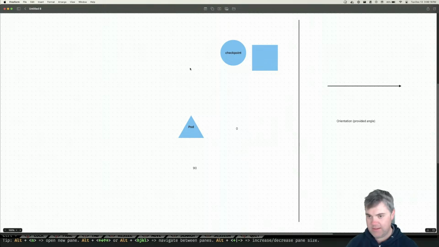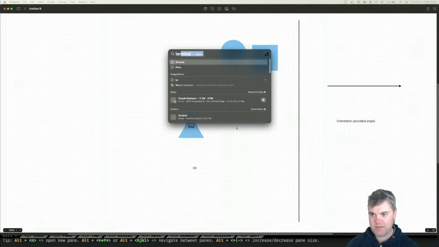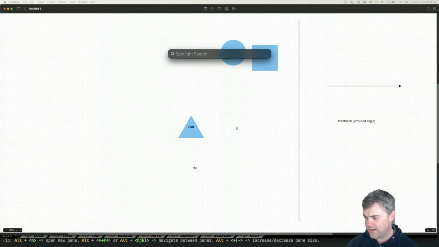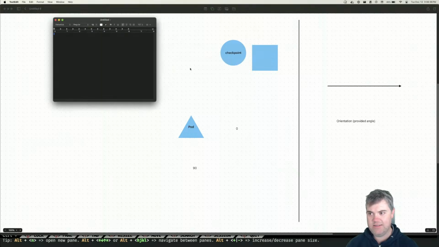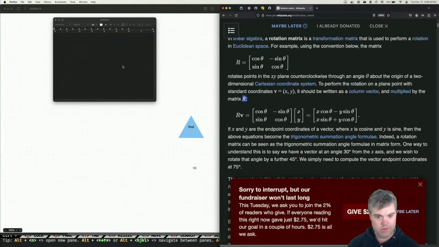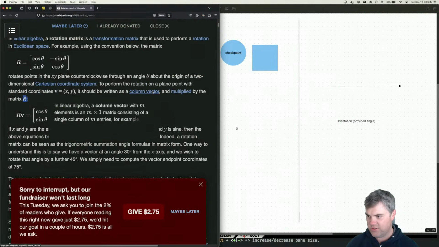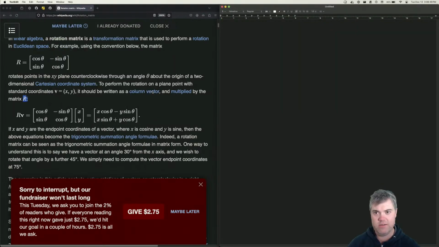So let's not do terminal. Let's do, nope. What is it? Notepad? No. Notepad is Windows. Text edit. Everybody does math in text edit, right? Let's put this over to the right, you over here.